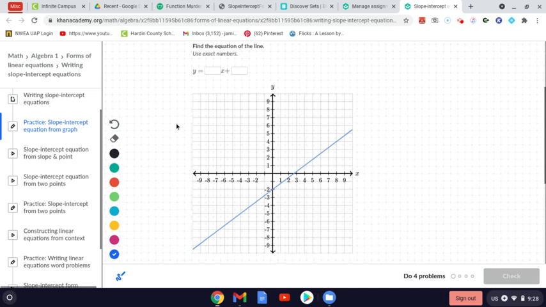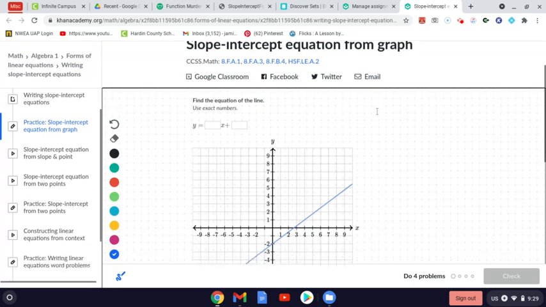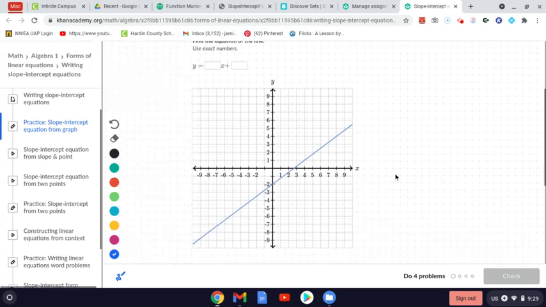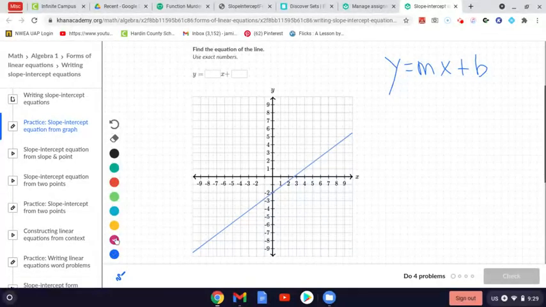So keep in mind that what we're doing on this one, the one that says slope-intercept equation from a graph, is you are trying to write the equation from this graph. So you're trying to write it in the form y equals mx plus b. Remember, Khan Academy has this drawing tool that makes your life a lot easier when you're doing these problems, but we're looking for these two pieces of information. We're looking for the m, which is our slope, and then we're looking for the y-intercept, okay?